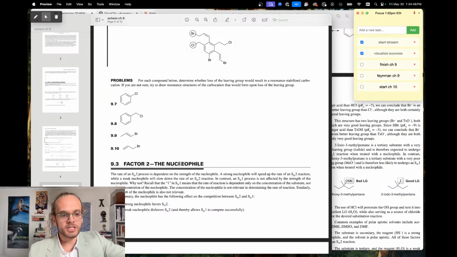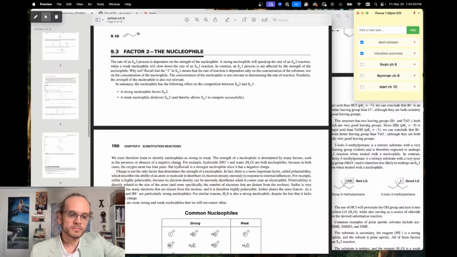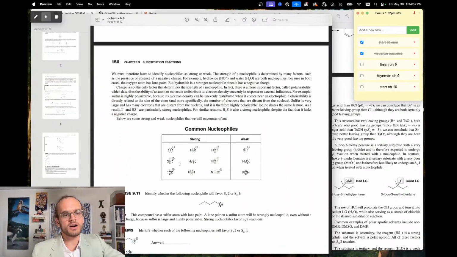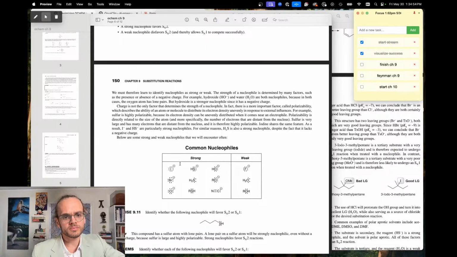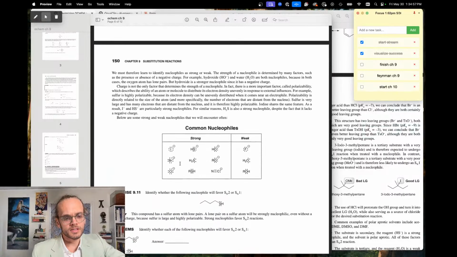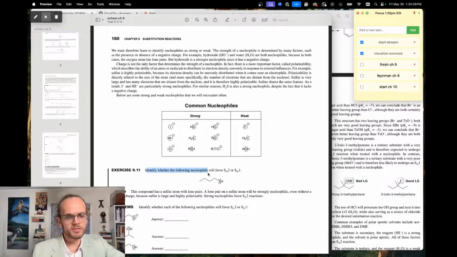And I want to get to chapter 10 today too, the nucleophile. So these are all these common nucleophiles. This is something I probably should memorize. Identify whether the following nucleophile will favor SN2 or SN1.